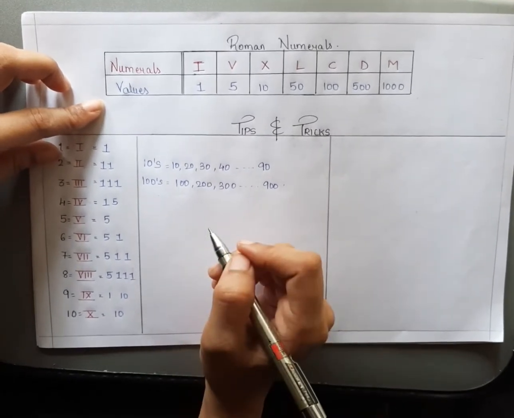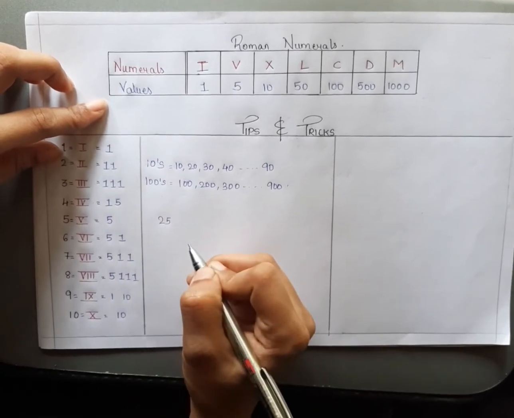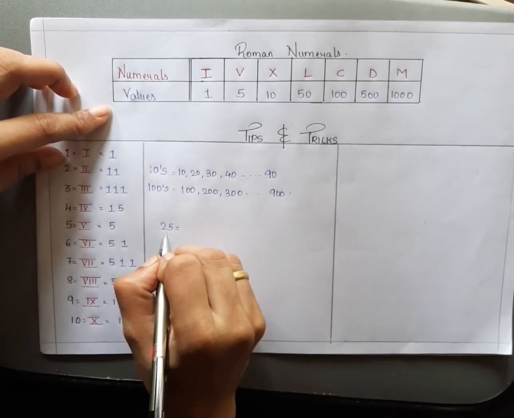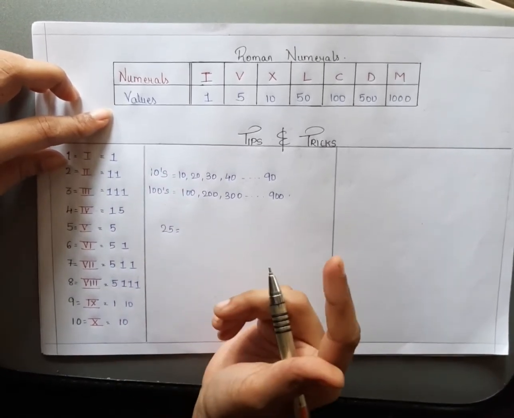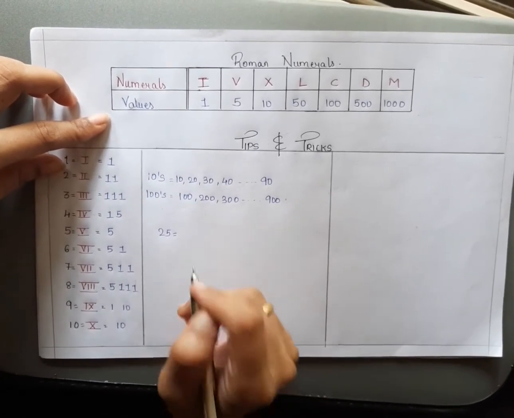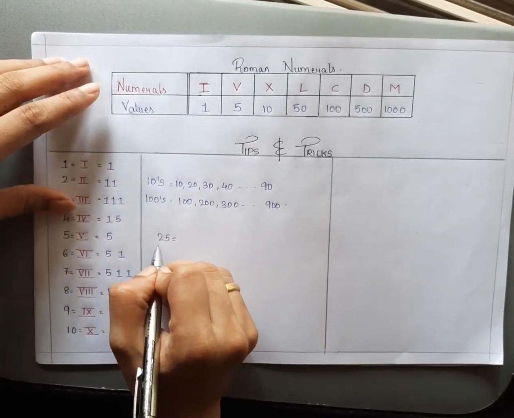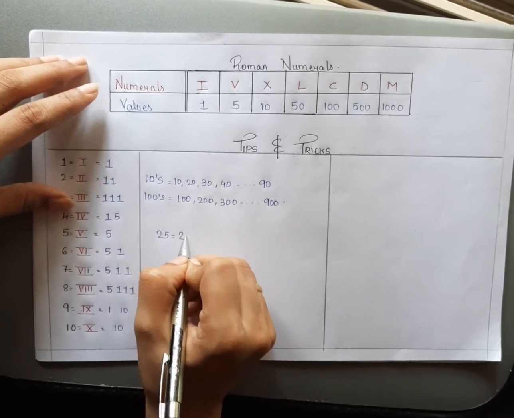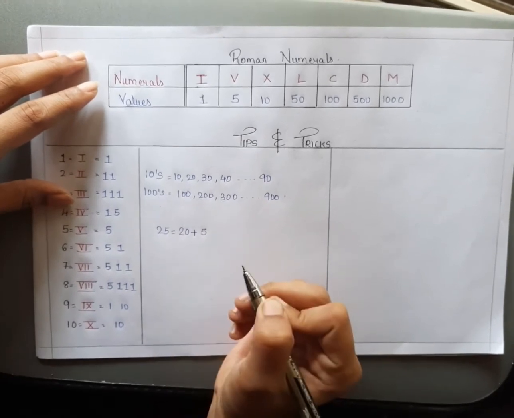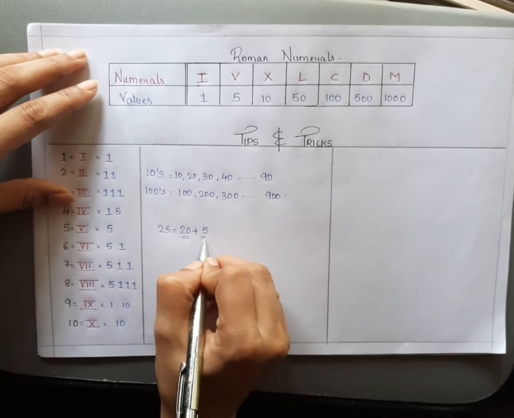Now you must be wondering, what about numbers like, for example, 25? How to find the Roman numeral for that? Well, I have explained how to convert a number to a Roman numeral in my previous video. I will be putting the link in the description box. Do check that video. In it I explained that whenever you get a number, you are supposed to find the expanded form of it. The expanded form of 25 will be 20 plus 5. Now I have to find the Roman numeral of 20 and 5.